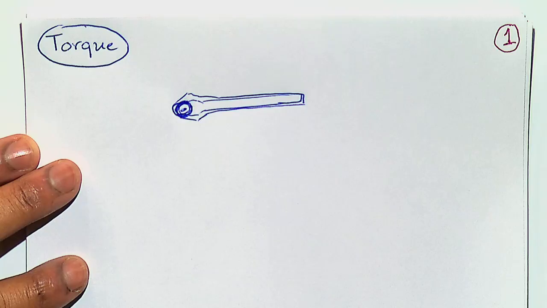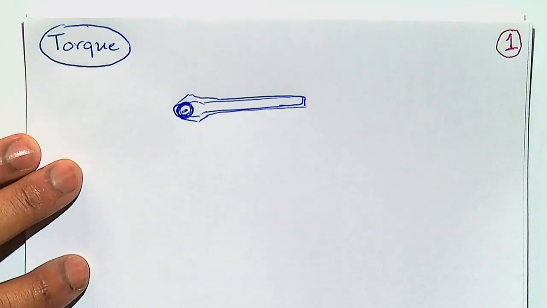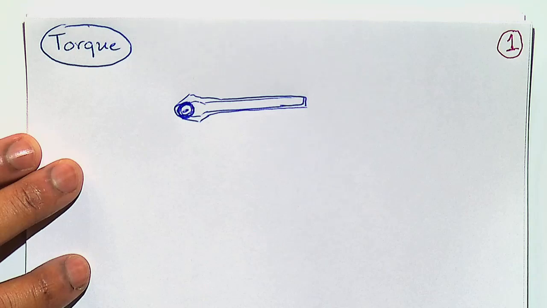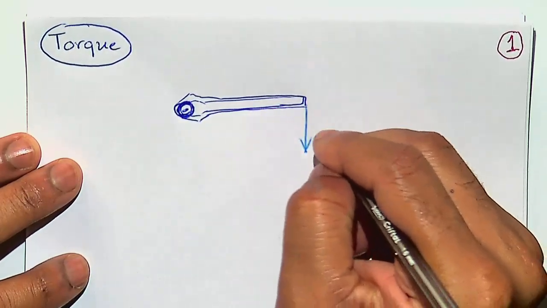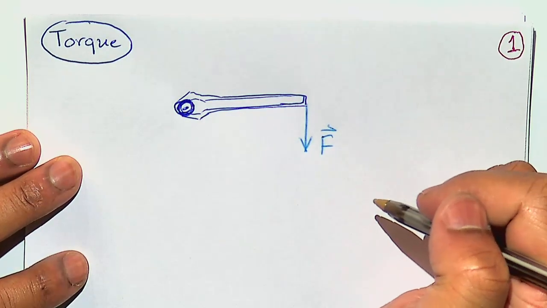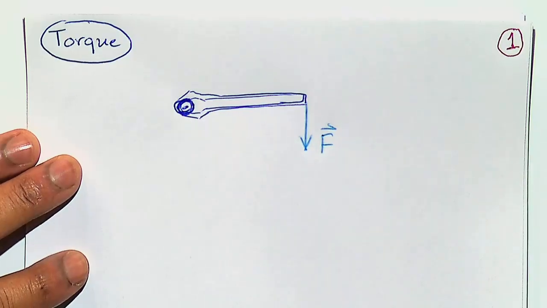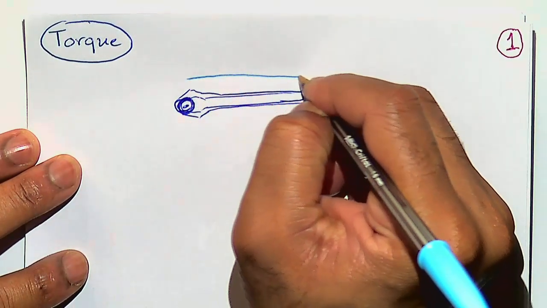Bad diagram of a wrench. You'll get the idea. You have a wrench, and let's say you are pushing this way, right? You apply a force that way. Okay? And the other thing to notice is, unlike before where you just had to worry about where the force is, now you have to think about where you are applying the force.